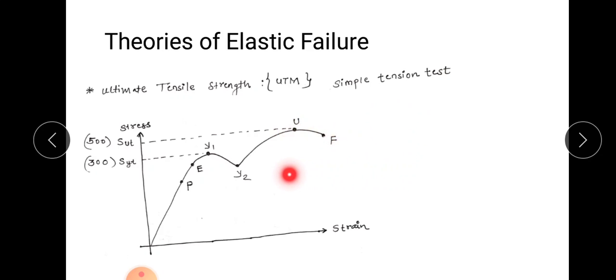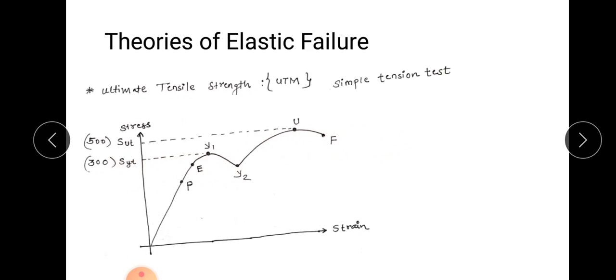Let us consider that the stress corresponding to Y1, that is the yield point, is SYT, the yield strength, and the stress corresponding to point U is SUT, the ultimate tensile strength. Let us consider, for example, that for a specific material of which the specimen was made, the SYT is 300 megapascals and SUT is 500 megapascals.